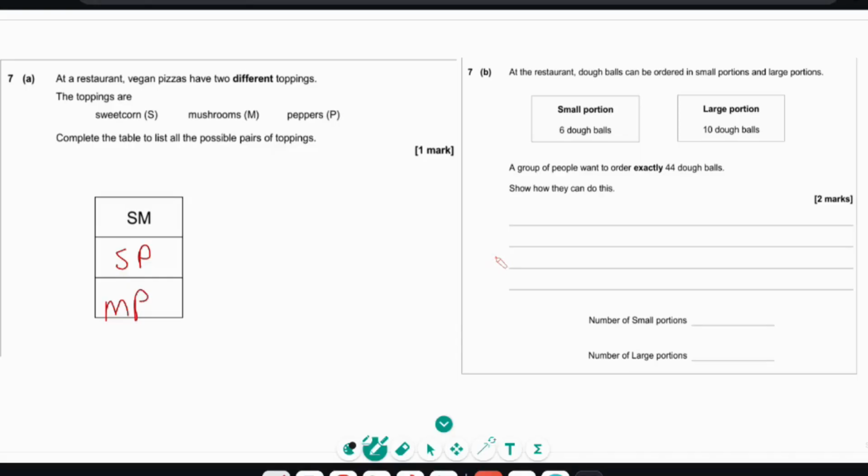At the restaurant, dough balls can be ordered in small portions and large portions. A group of people want to order exactly 44 dough balls. Show how they could do this.